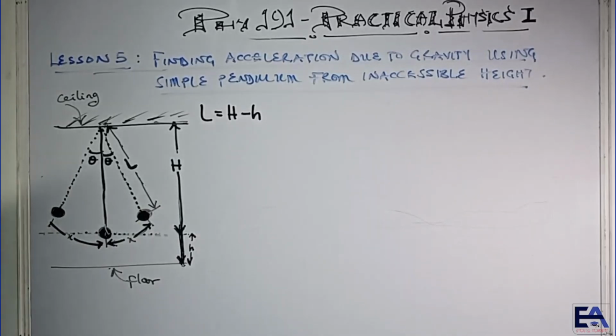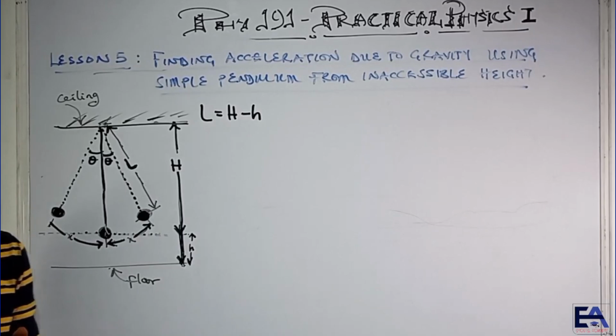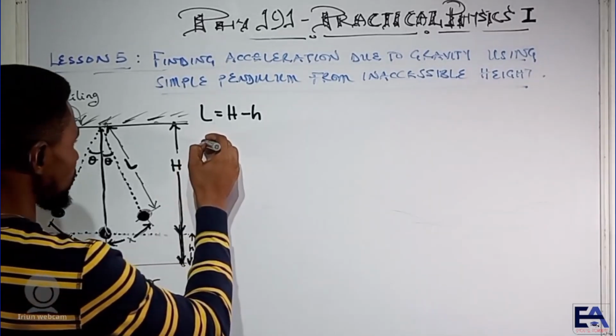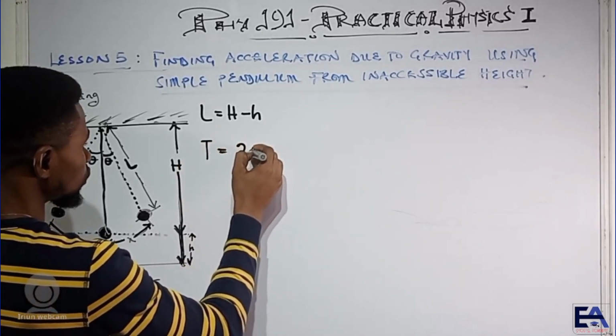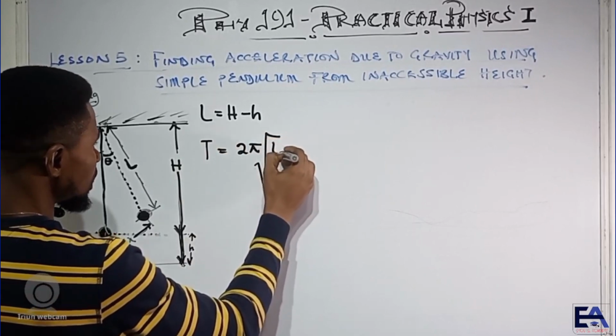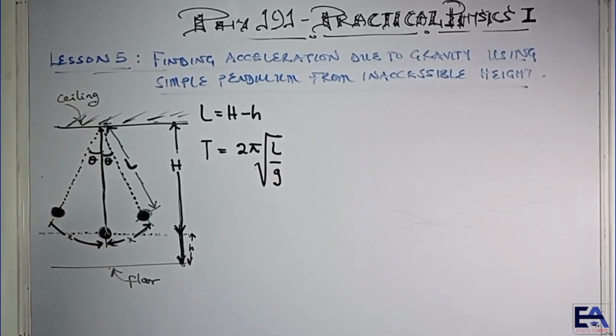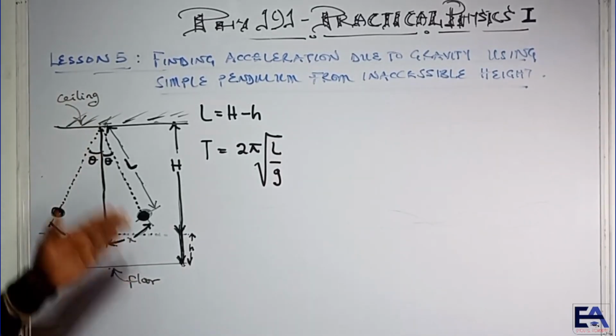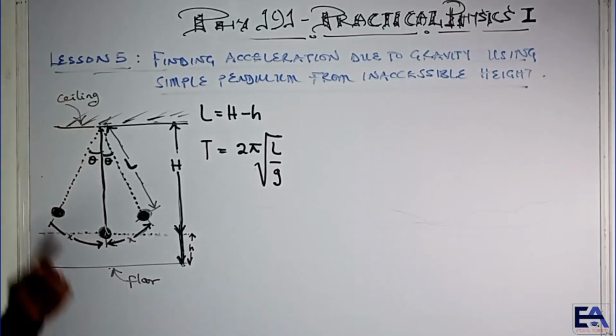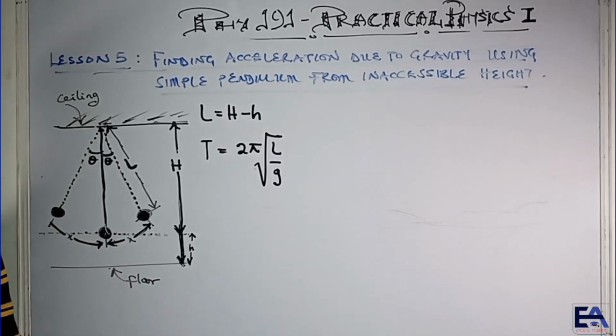Now, the same formula applies as the one we used in the previous video, the experiment of the simple pendulum hung from the retort stand. If you can remember, the period of oscillation is equal to 2 pi root L over g. So the same formula applies in this case as well. L is the length of the thread. But there is a precaution that I want you to remember.